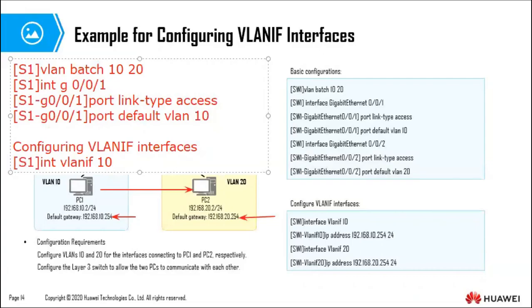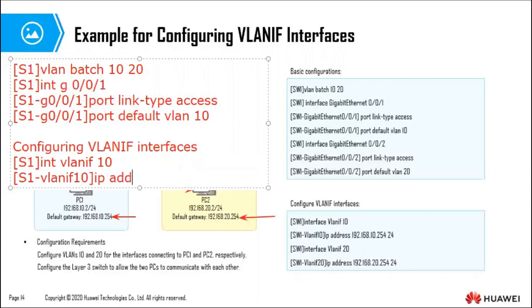As I said earlier, the VLANIF number should always match the corresponding VLAN that it's supporting. So if it's supporting VLAN 10, then just have it as 10. After you've created that, it will take you to the VLANIF interface view. So VLANIF 10, like that. And once you're here, you can configure an IP address.